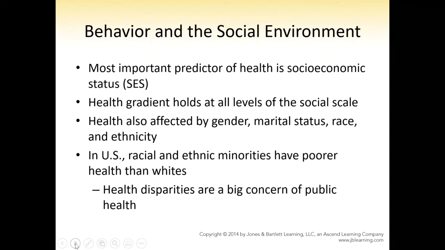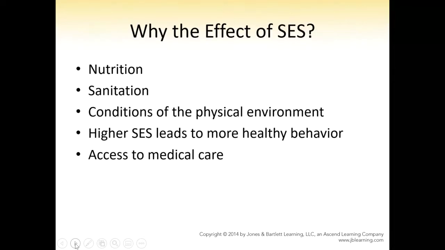In the US, racial and ethnic minorities have poor health statuses compared to whites. And health disparities are a really big concern for public health. So what are the effects of SES, which is the socioeconomic status? They find that people who are in poor, low resource areas have less access to highly nutritious foods. There's less sanitation. Even the physical conditions of those environments are poor.